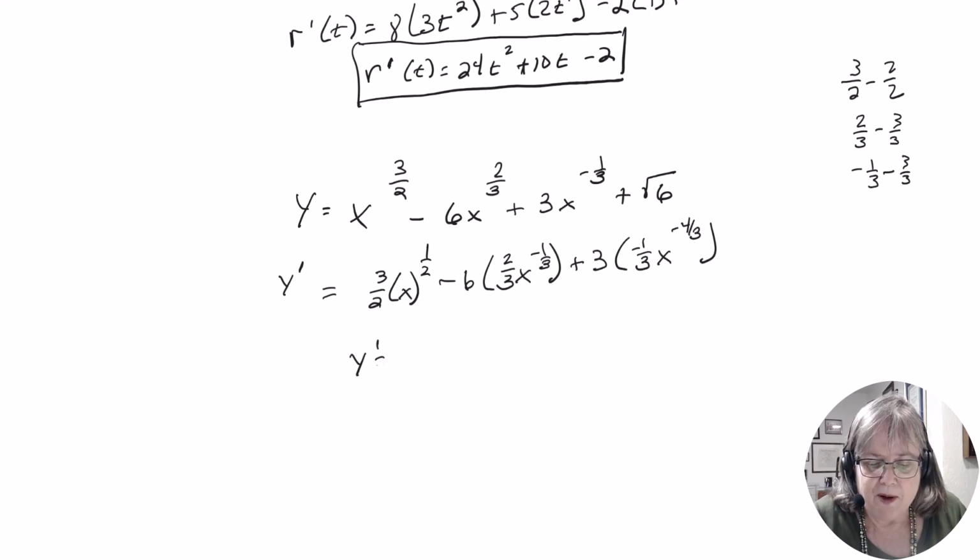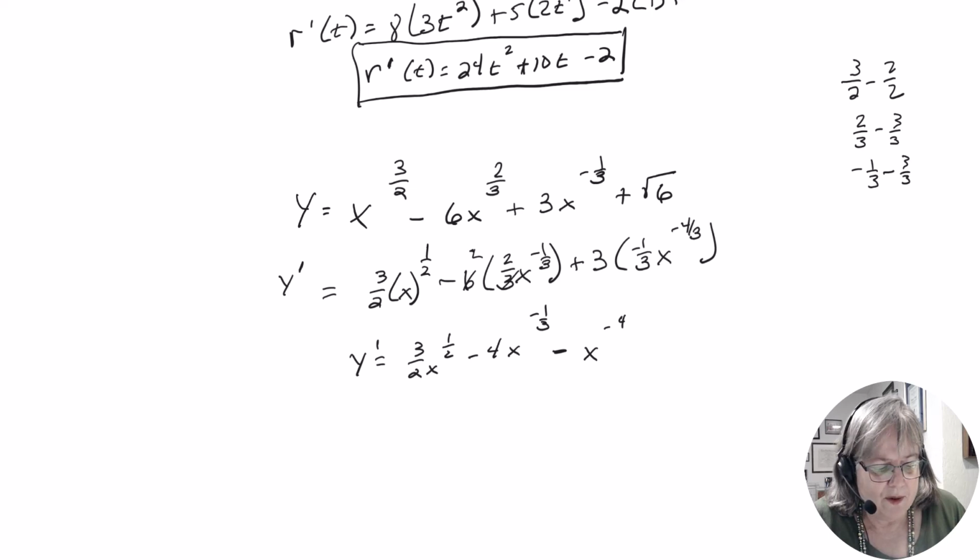So y prime is 3 halves x to the 1 half. Okay, 3 goes into 6 twice. Minus 4 x to the minus 1/3. Positive times a negative is a negative. 1/3 of 3 is 1. X to the minus 4/3.